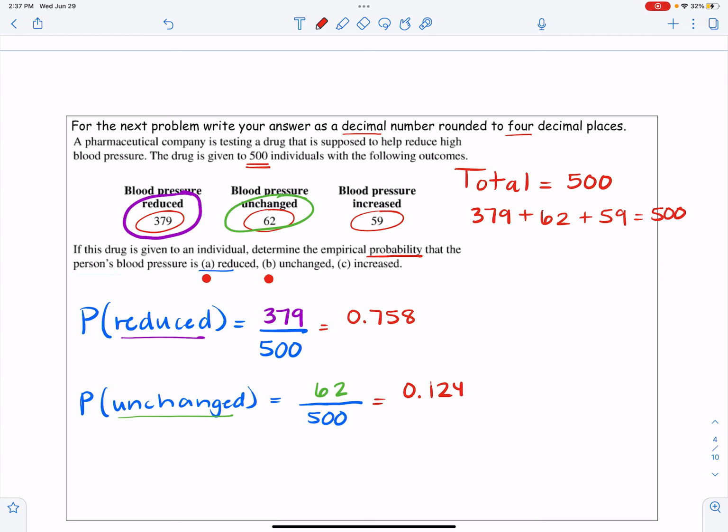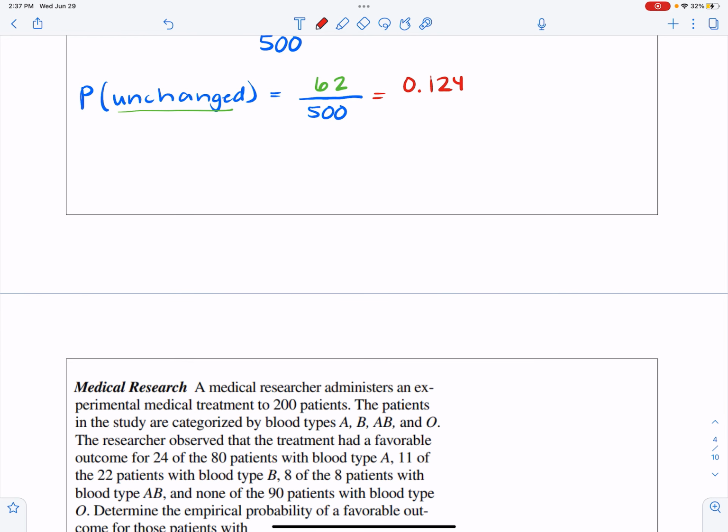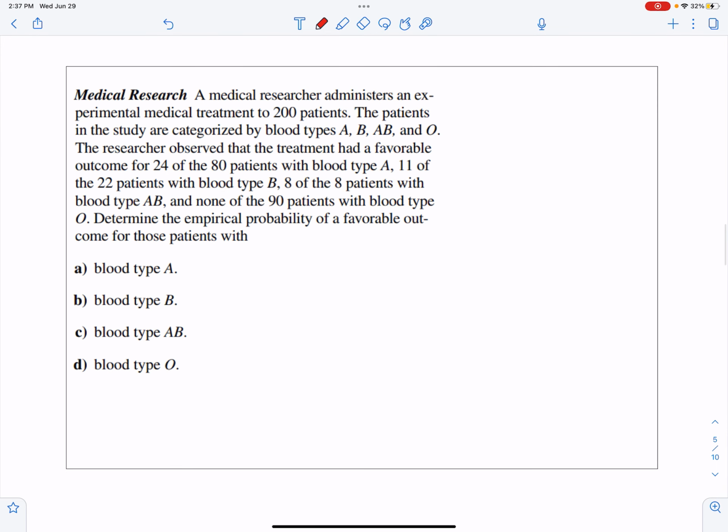Okay, so pretty straightforward once you understand what this rule looks like. Just for whatever experiment you're looking at, make sure you identify your total and then use that information to calculate the probability that you're asked for. Now, you do want to be careful. Sometimes you're asked to look at a particular group, and that might change your total a little bit. So just to look, for example, at like the first part here, we'll do part A.